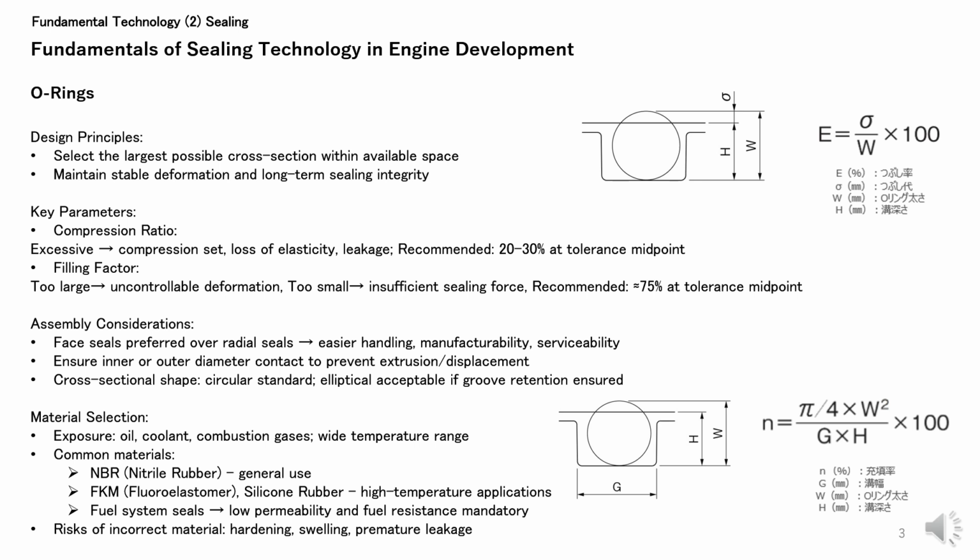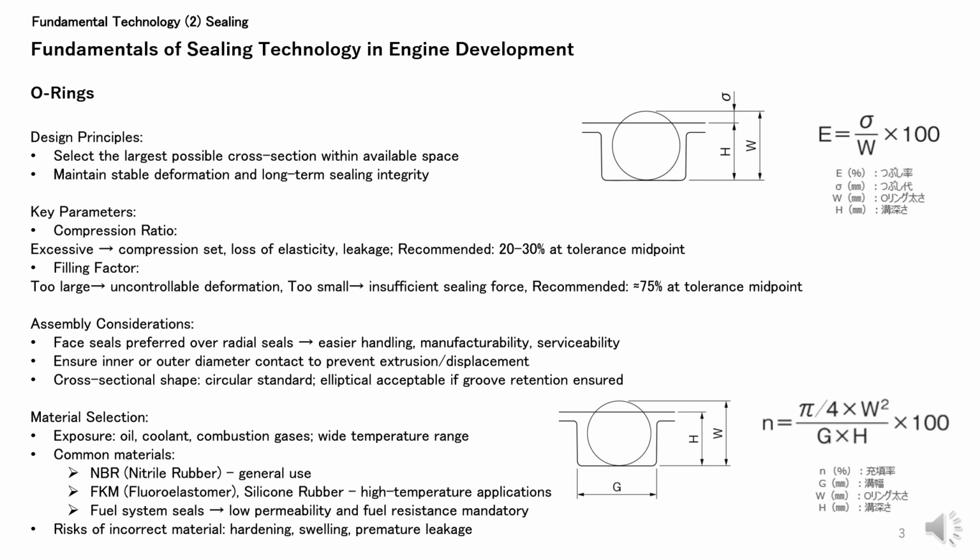O-rings. The fundamental principle when selecting an O-ring is, choose the largest cross-section that space allows. A larger cross-section ensures stable deformation under load and enables long-term sealing performance. Two critical design parameters are compression ratio and filling factor. Compression ratio. If the compression ratio is excessive, the O-ring will suffer from compression set, lose elasticity, and fail to maintain proper sealing. Generally, a compression ratio of 20–30% at the tolerance midpoint is recommended.